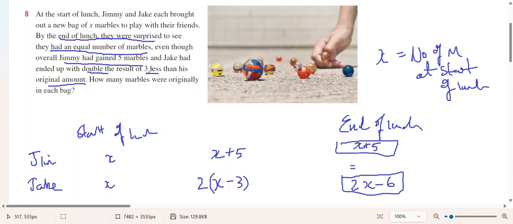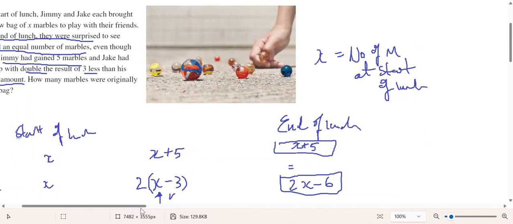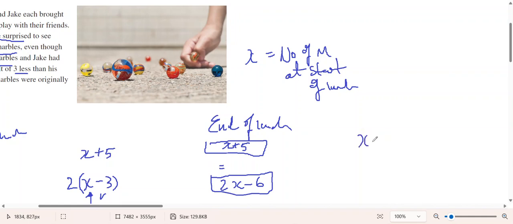So I'll just double check that again. Jimmy gained 5 marbles, so that's X plus 5. And Jake had ended up with double the result of 3 less than his original amount. So his original amount you minus 3, and that result you end up doubling. Okay, so if at the end of lunch they got the same, X plus 5 equals 2X minus 6.